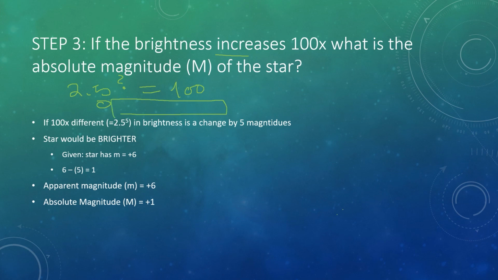And since we came closer, the star would become brighter. And given the star has an apparent magnitude of +6, we are going to subtract. So 6 minus 5 gives us 1, which means our absolute magnitude is +1 because we did not receive a negative.